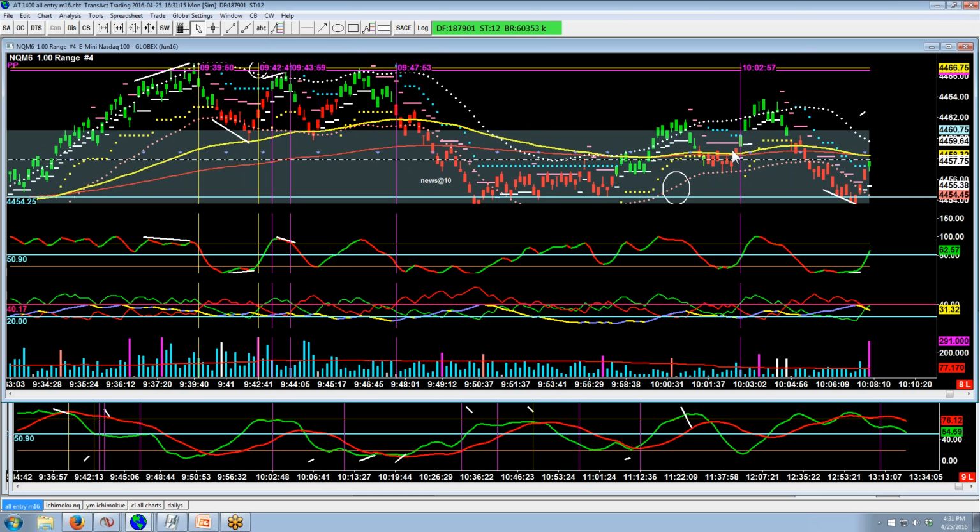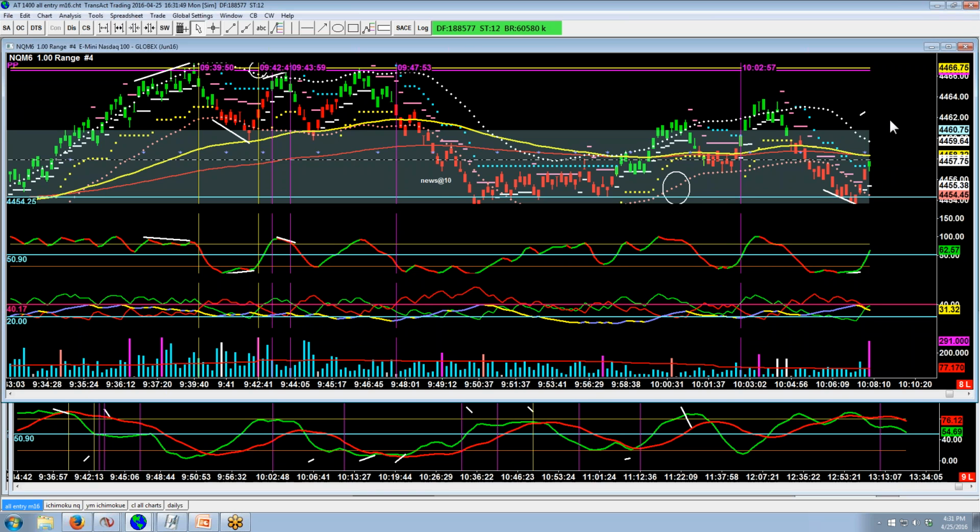And then here, just after the news comes out, we do get a slinky set up, and it's valid. Here's the double stochastic at that time. Green line's above the red line, so we're good. The only time that we would be cautious about taking that as a buy, even though the green line would be above the red, would be if our red line was in oversold. We're only going to take slinky shorts if our red line is in oversold, and if our red line is in overbought, we're only going to take slinky buys, regardless of what the green line is doing.